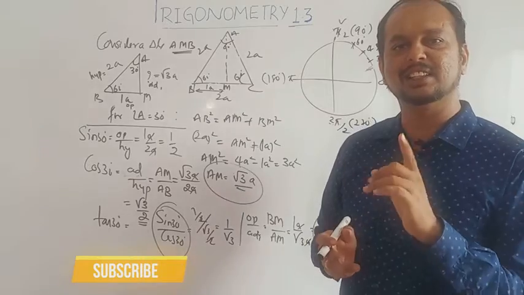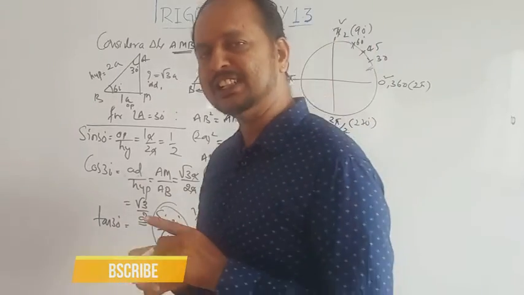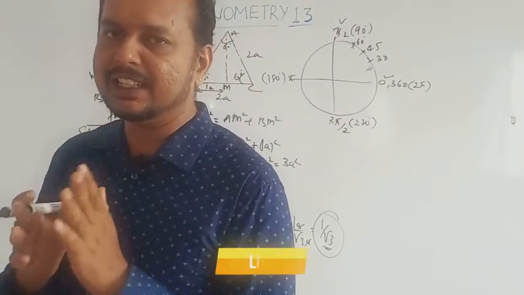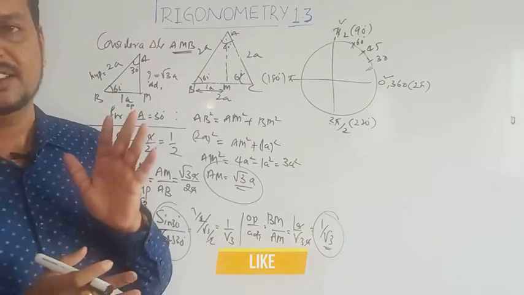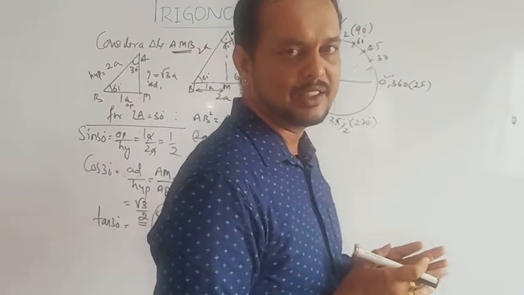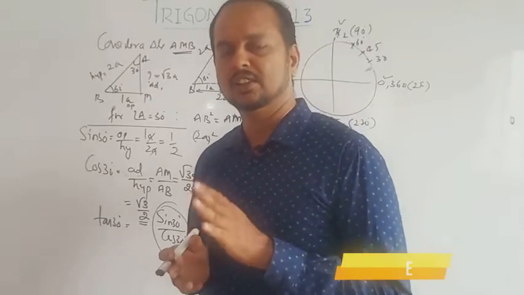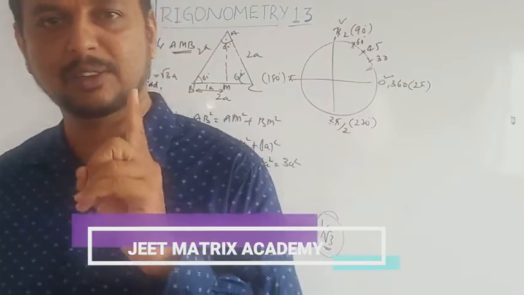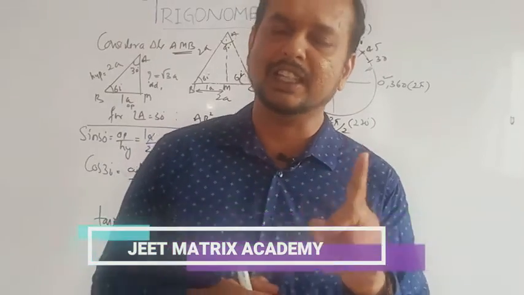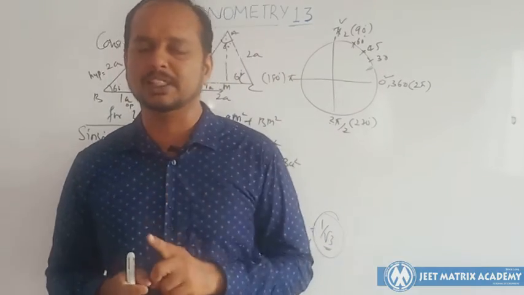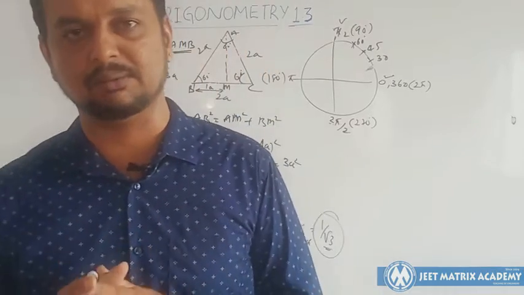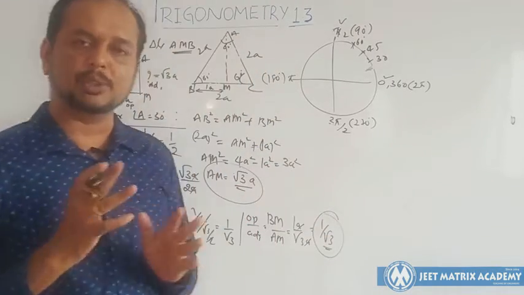Sin 90 is 1, cos 90 is 0. Similarly, tan 90 is 0 divided by 1, so it is undefined. Sorry, sin 90 is 1, so tan 90 is sin 90 by cos 90, 1 divided by 0, it comes undefined or infinite.